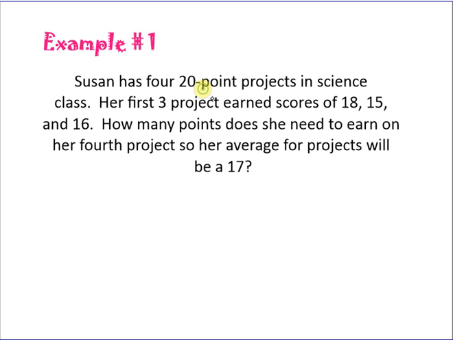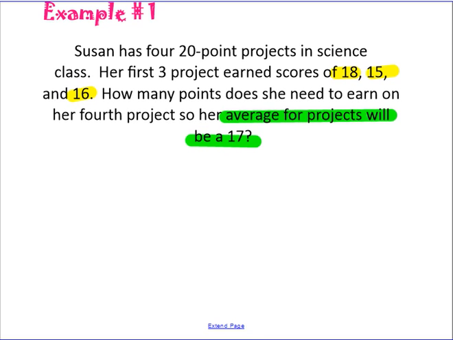So let's pick apart the information that we have. What are her scores that she has so far? She has an 18, a 15, and a 16. And what does she want her average to be, or her mean? So she wants her average to be a 17. So let's go ahead and set this up, okay?